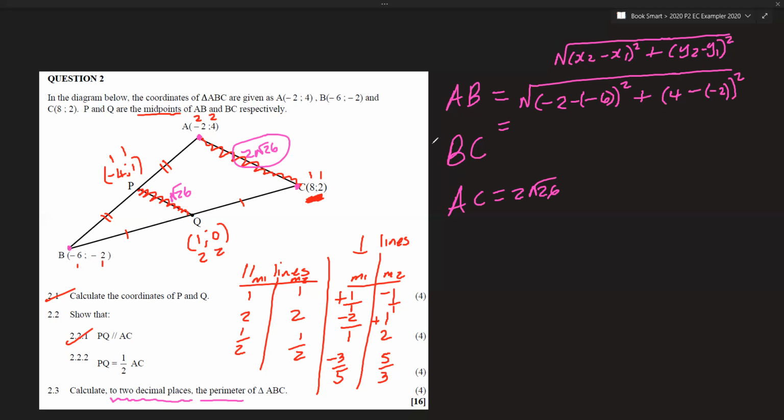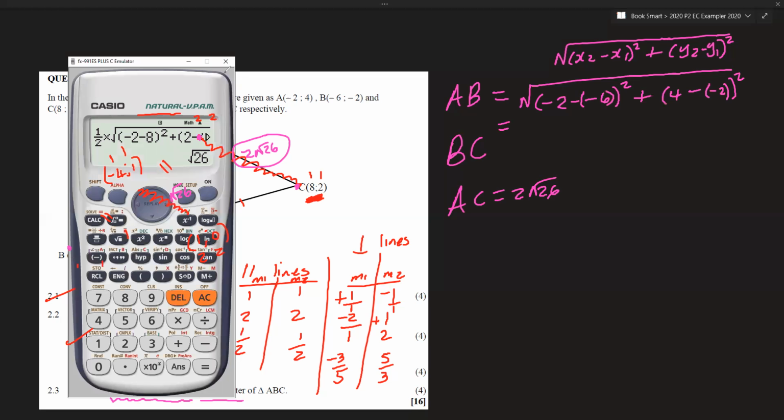Then what will be the answer? Let's check on a calculator quickly. So you take your calculator, you type in everything. So square root, minus 2 minus 6 squared plus 4 minus 2 squared. That will give us how much? Give us 2 square root of 13.